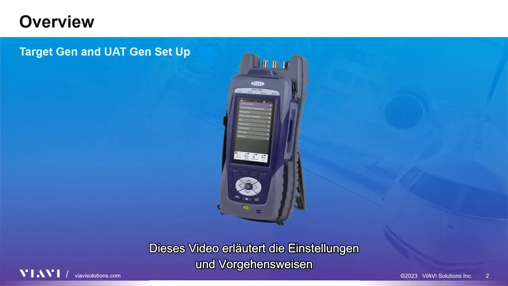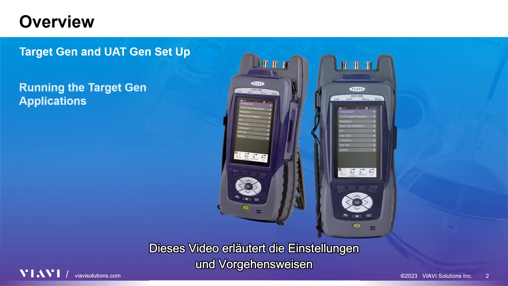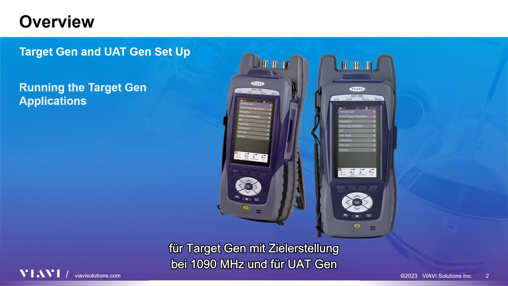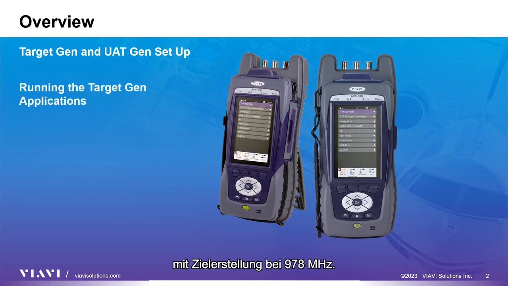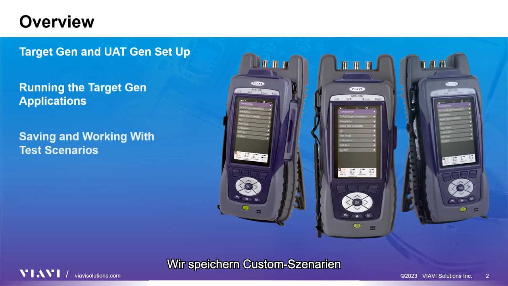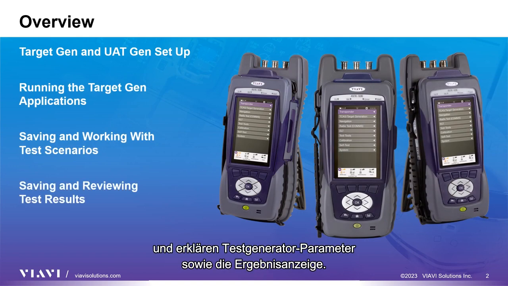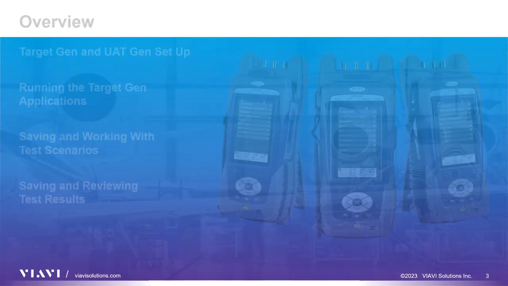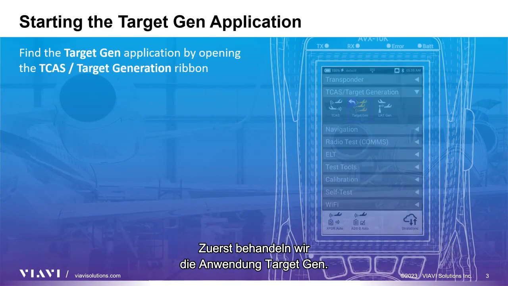In this video, we will be discussing the settings and procedures for both target gen, which is generating targets at 1090 MHz, and uat-gen, which is generating targets at 978 MHz. We will look at saving custom scenarios. We will also look at saving test generator parameters and viewing the results. Let's look first at the target gen application.